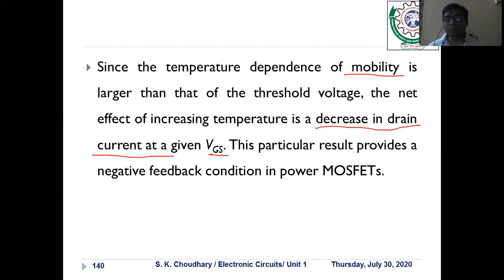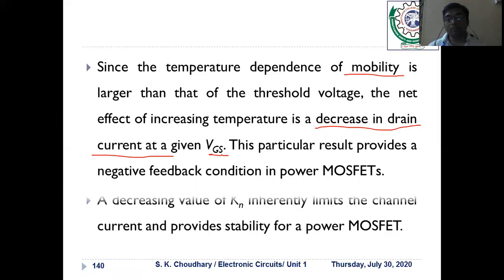For the power MOSFET, it is a little bit different from the general purpose MOSFET, but it creates a negative feedback condition in the power MOSFET. A decrease in the value of Kn inherently limits the channel current and provides stability for a power MOSFET. So in this way we have seen the effect of temperature. As the temperature increases, there is a decrease in the drain current.